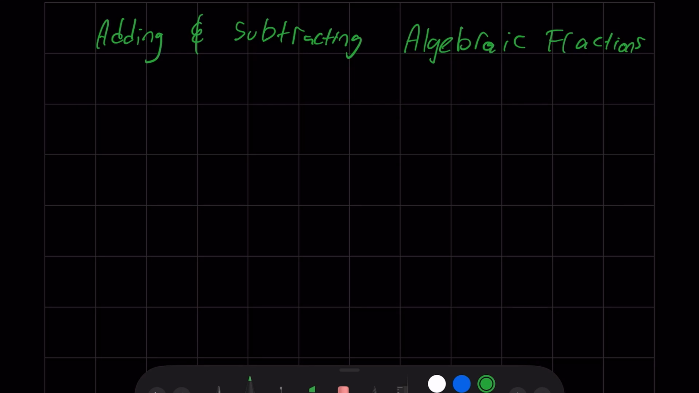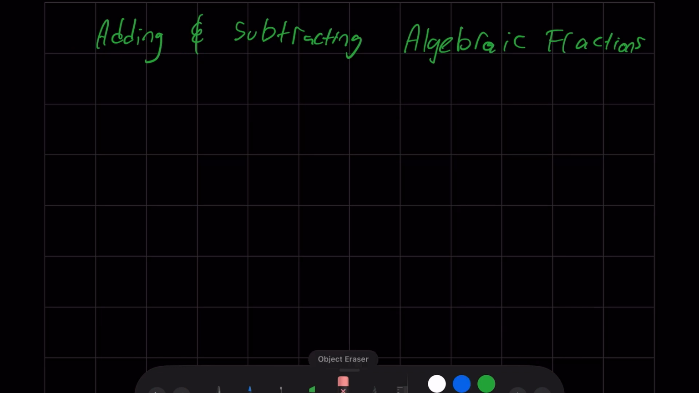Hello and welcome to this video on adding and subtracting algebraic fractions. This concept is fairly hard to wrap your head around, and there's a lot of movement going on with these sort of questions. But we'll start off easy and we'll gradually get a little bit harder. Algebraic means that there are letters involved.